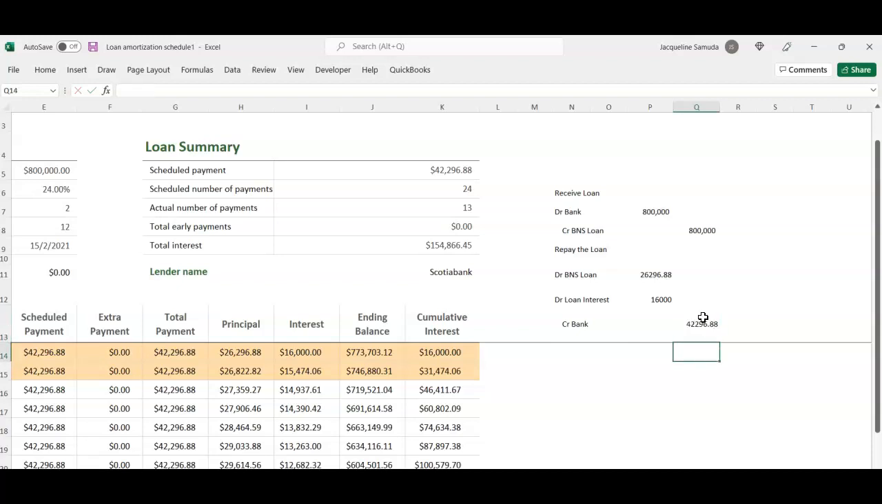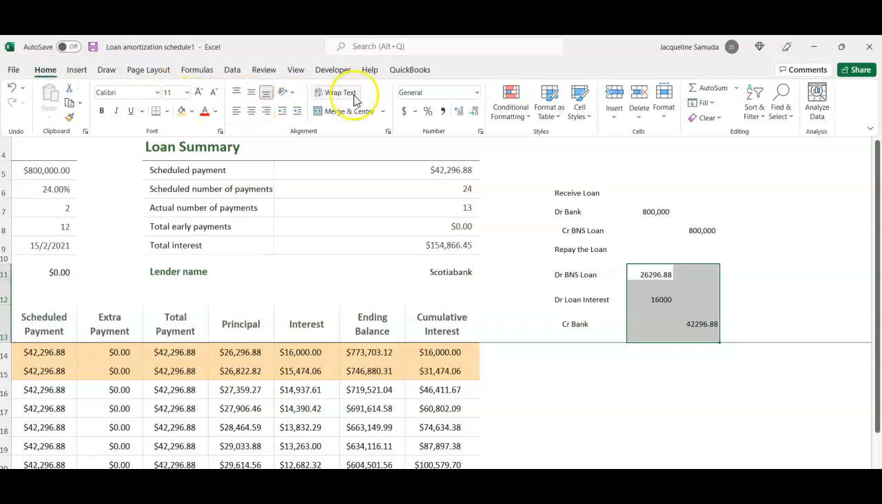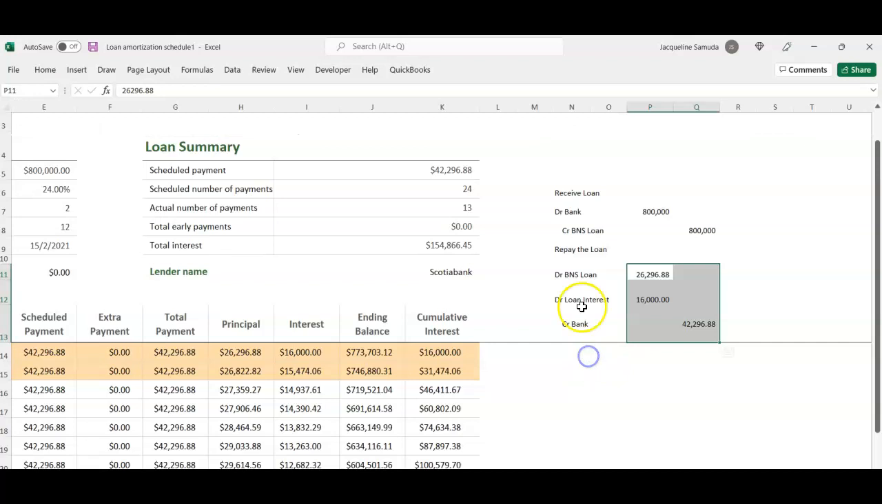42,296.88. So every month the bank figure will remain the same, but every month the loan amount will get bigger and the interest amount will get smaller. Combined though, they will always add to $42,296.88. Okay, so that concludes the loan amortization schedule.